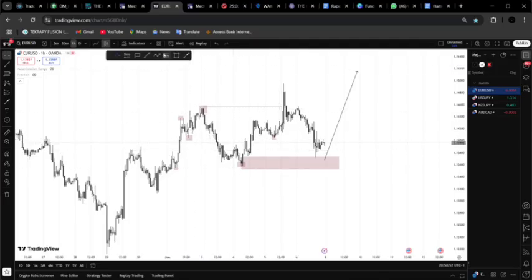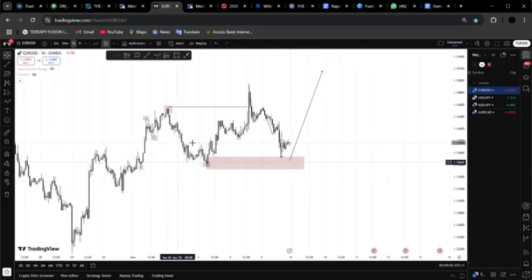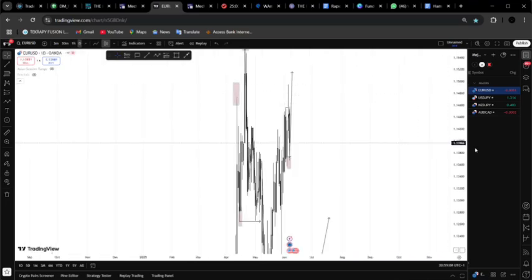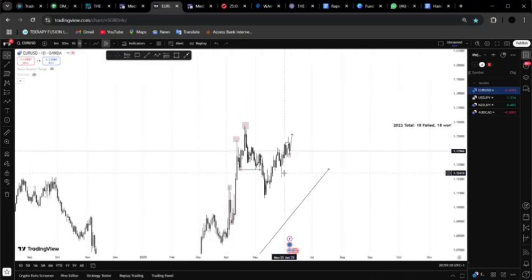You could very easily do this, but it's making a minor structural move here. One, two, three. I remember it could be that it wants to continue this minor structure of the daily, right? Maybe it's just grabbing liquidity above these highs and it just wants to drop. Do you understand? It's very, very possible, right?